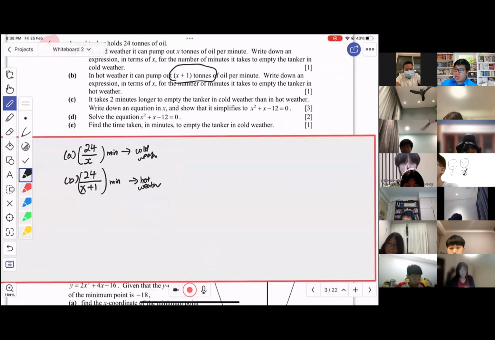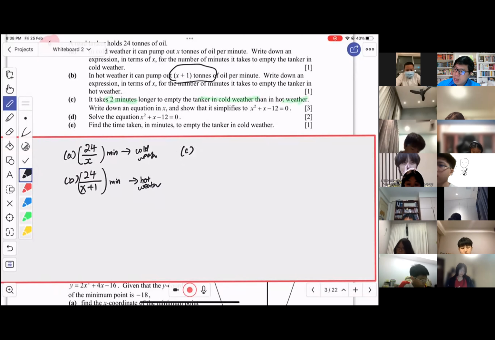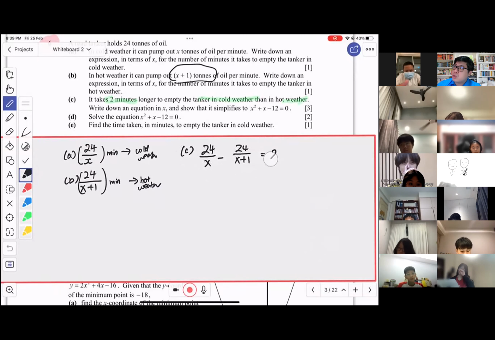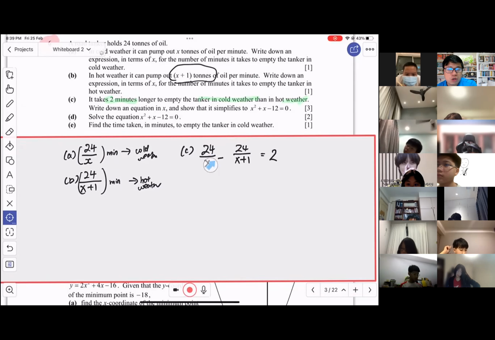So they will ask you this question. It's very common. They say it takes 2 minutes longer to empty in cold weather than in hot weather. What they mean is they're trying to tell you that, hey children, cold weather minus hot weather equals 2. This is equals to 2. The time for cold weather and the time for hot weather, the bigger fraction minus the smaller, is equals to 2 minutes. They are all in terms of minutes. Make sure, when you see the question, sometimes you remember your notes, sometimes it's minutes, sometimes it's hours. You must make sure all are the same unit.